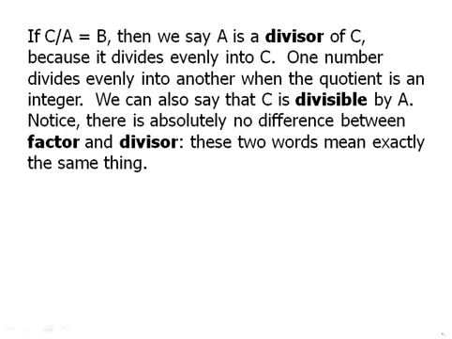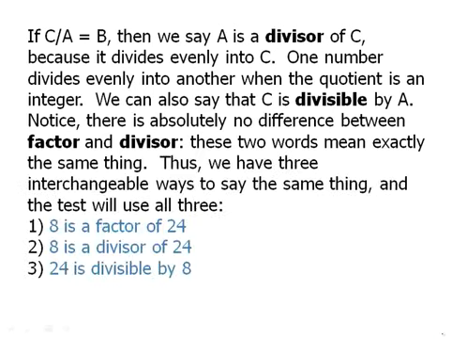So we use one more in the context of multiplication, one more in the context of division, but really it means exactly the same thing. Every factor is a divisor, every divisor is a factor. Thus, we have three interchangeable ways to say the same thing, and the test will use all three of these. We could say 8 is a factor of 24, 8 is a divisor of 24, and 24 is divisible by 8. All three of those say exactly the same thing. They communicate exactly the same mathematical information.